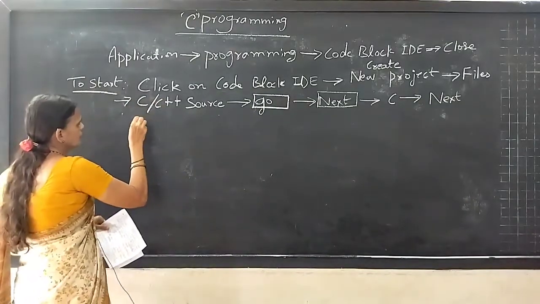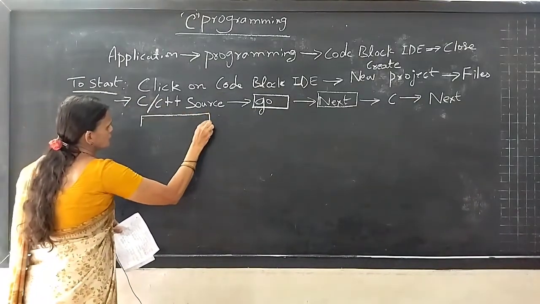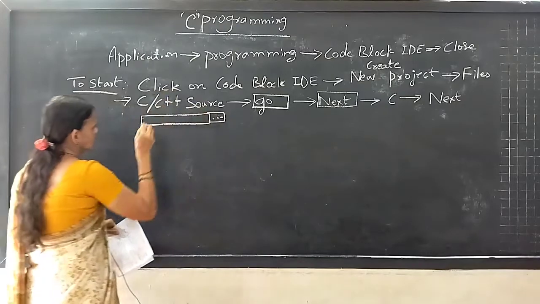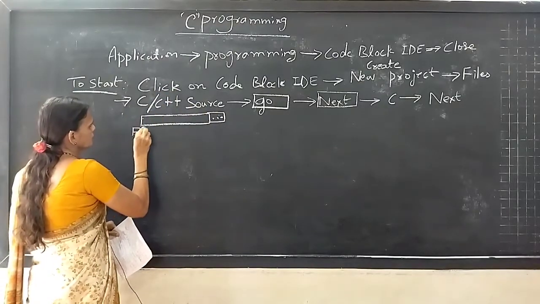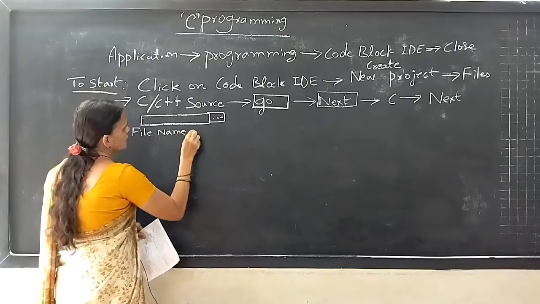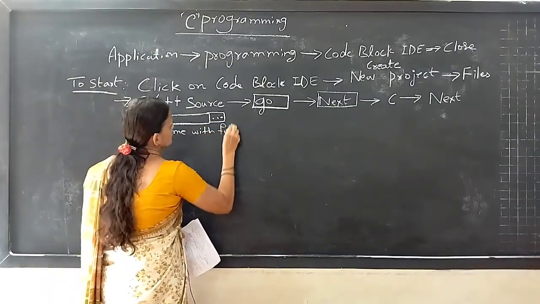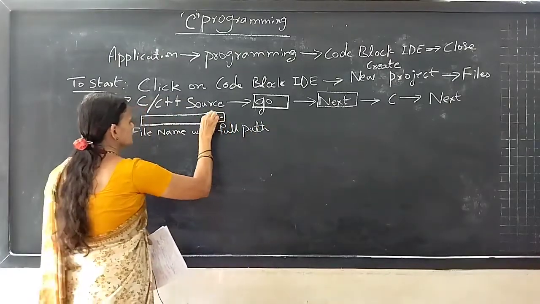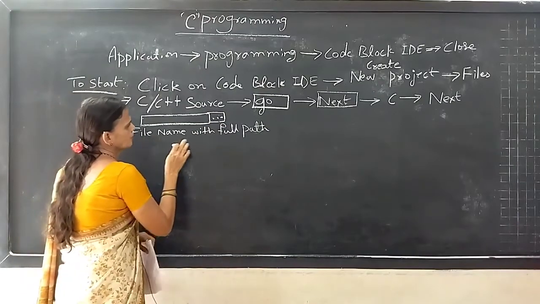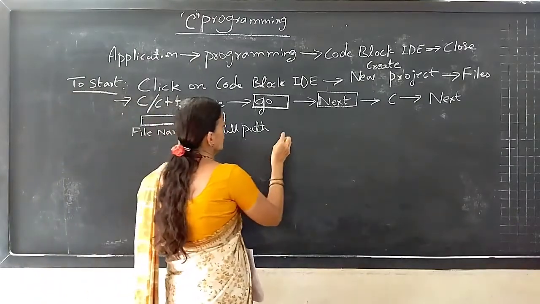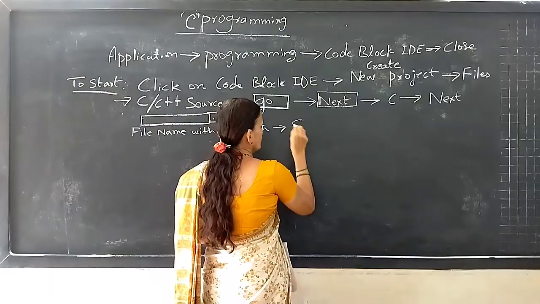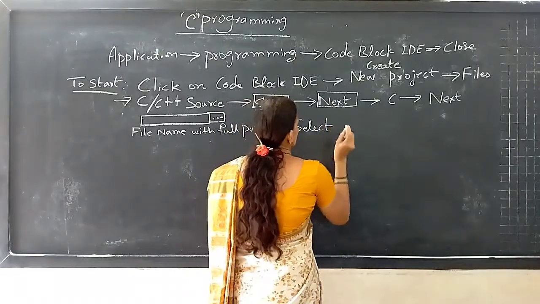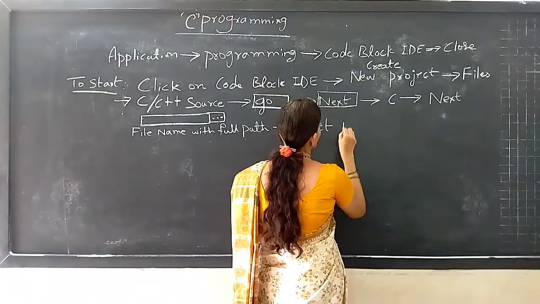In this you will get a rectangular box and a small box with dots. Here is the file name with the full path. What you have to do? If you click these dots, you will get an option for writing a file name in order to save your file. So you have to select any folder or you can create a new folder. Let us create a folder. Select a new folder.